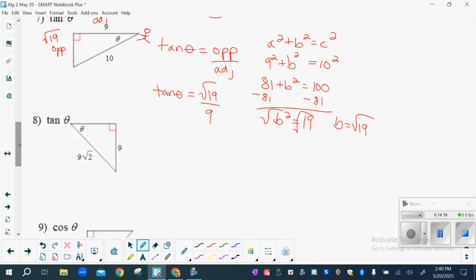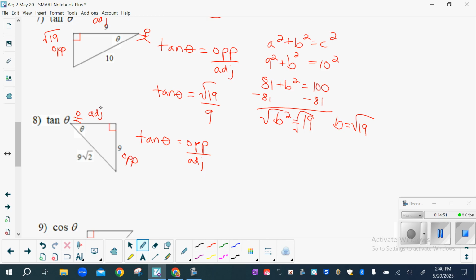Okay, number 8. Reston, your group here. We want to find tangent again, and that's opposite over adjacent. So in your group here, here's your person. Which is the opposite side? 9. And then what about the adjacent side? It's not given. So here's our adjacent. So what do we do to find that adjacent side? Because we're going to need it to find tangent.